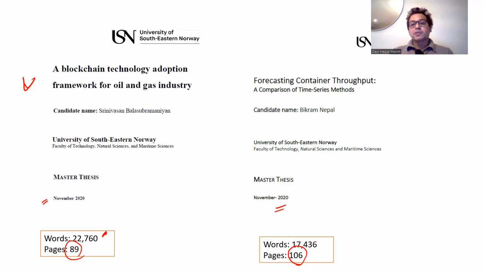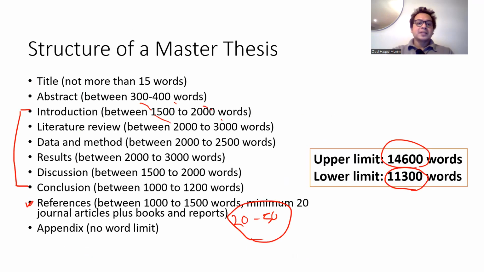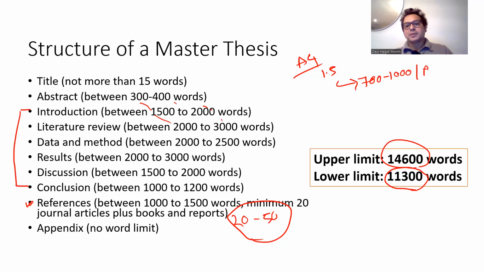So that's something you also have to remember. When we're discussing word limits, normally if we write on an A4 size page with 1.5 line spacing, you will often write between 700 to 1,000 words per page. So if we think about the introduction, it is supposed to be 2 to 3 pages normally. That's the typical length of an introduction: 2, 3, maximum 4 pages.